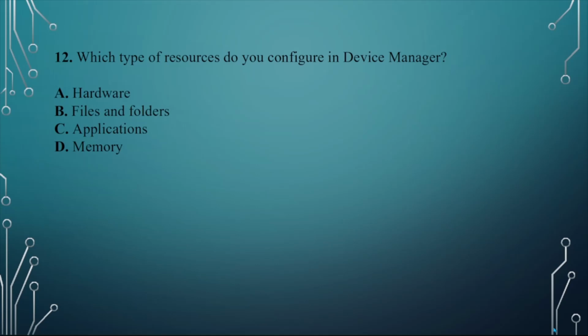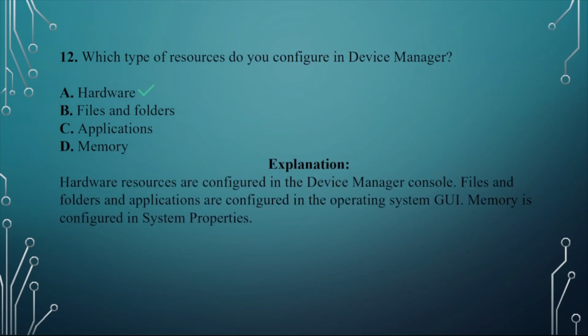Question number 12. Which type of resources do you configure in Device Manager? A. Hardware, B. Files and folders, C. Applications, D. Memory. So what type of resources do you configure in Device Manager? That will be A, Hardware. So hardware resources are configured in the Device Manager console. Files and folders and applications are configured in the operating system GUI. Memory is configured in System Properties.